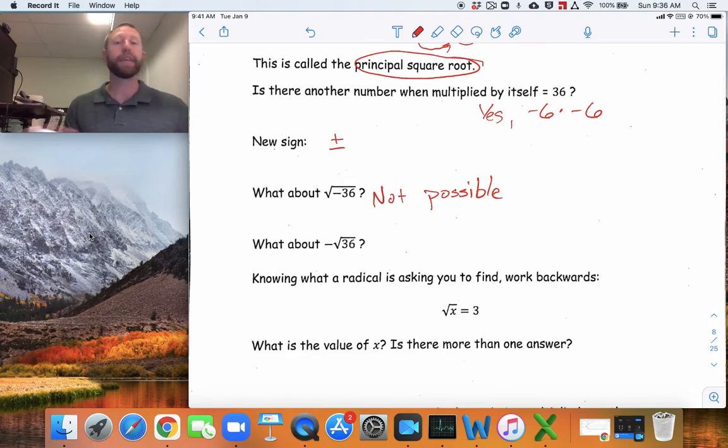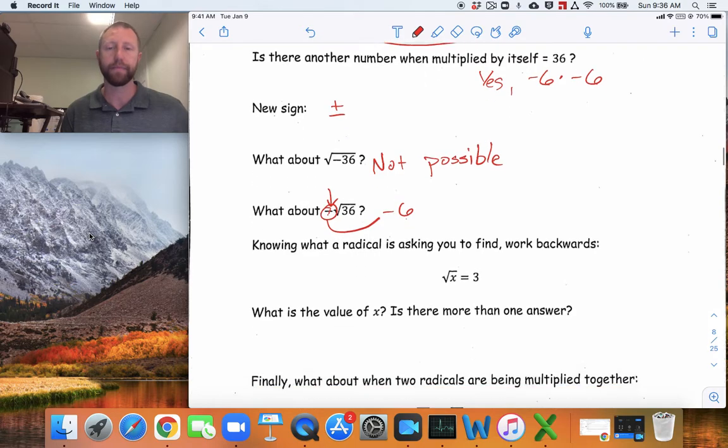Now, if the negative sign is out in front, like in this next one, we see the negative sign in front of the radical symbol. It's just like order of operations. Do the square root of 36 first, and then do the negative in front of it. So I've got the square root of 36 equals 6, but then I take that negative sign and I put it in front. So my answer is negative 6.